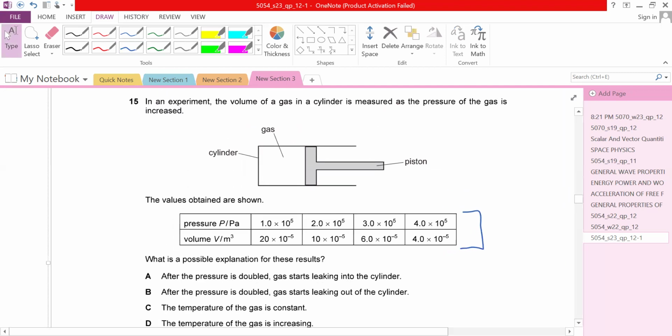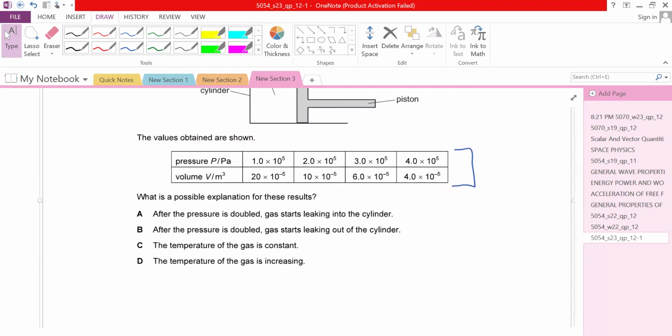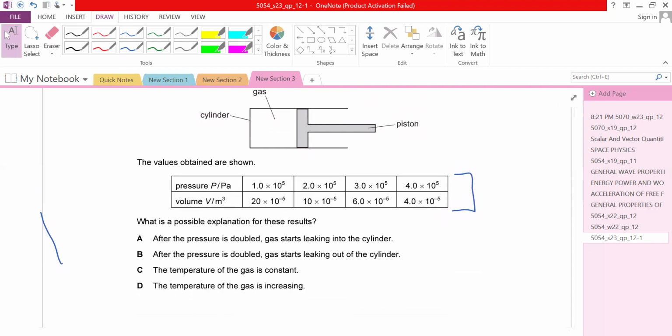Pressure of the gas is increasing and the volume is measured as the pressure of the gas increases. What is the possible explanation of these results? After the pressure is doubled, gas starts leaking into the cylinder? No. Then option B: after the pressure is doubled, gas starts leaking out of the cylinder? Yes. So option B is correct for question number 15.